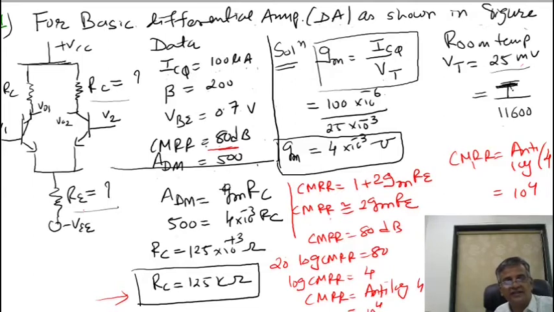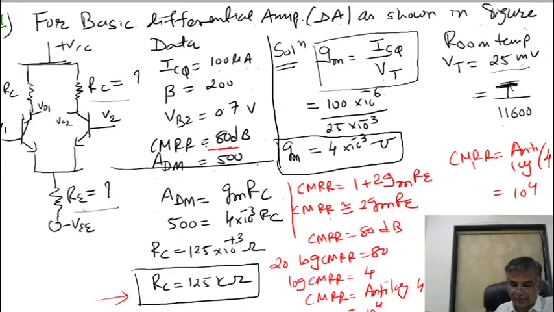From ADM you can write this equation, you know this equation. ADM is given, GM you calculate, so you can calculate RC, this is RC.